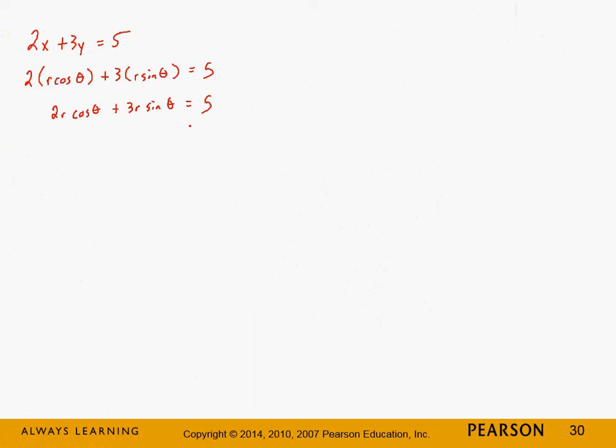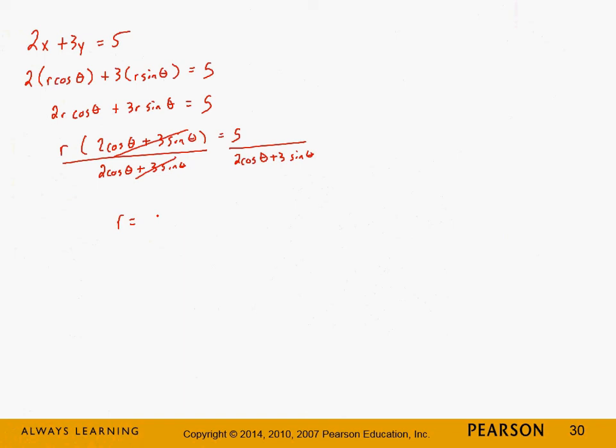We always want our polar equations r equals something, so we factor the r out. We get r times 2 cosine theta plus 3 sine theta equals 5. And divide by that 2 cosine theta plus 3 sine theta. So r will be equal to 5 over 2 cosine plus 3 sine. Okay? And that's about as complicated as those type of problems get.